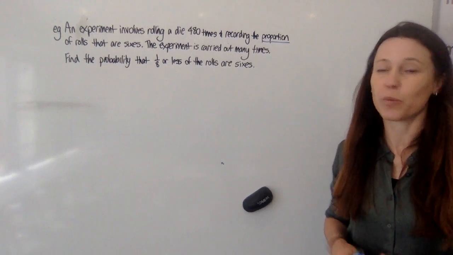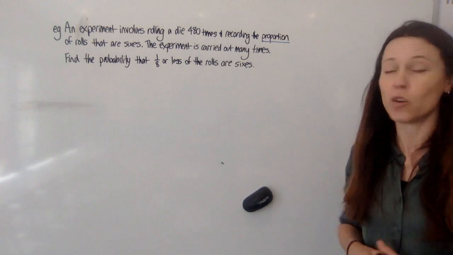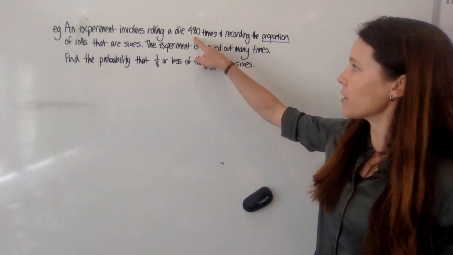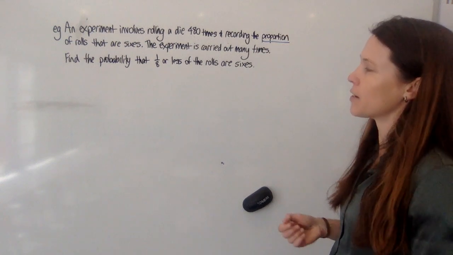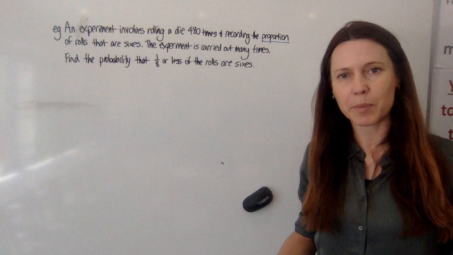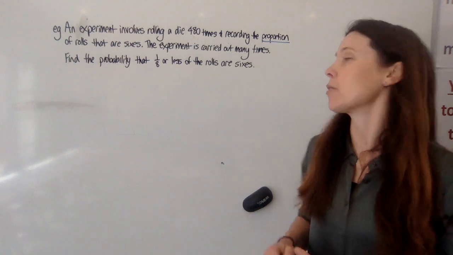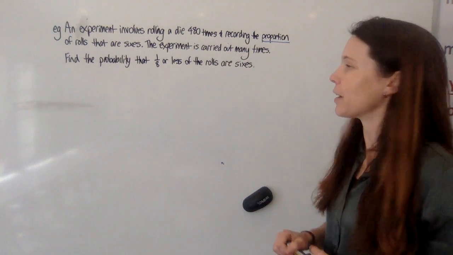Now in this experiment, we can approximate the binomial distribution by looking at the normal distribution. That's because we are rolling a die 480 times and we're recording the proportion of rolls that are sixes. Before we go any further, what proportion of the rolls are you expecting to be sixes? About a sixth of them, right? And if there's 480, then a sixth of that would be around about 80 of them.